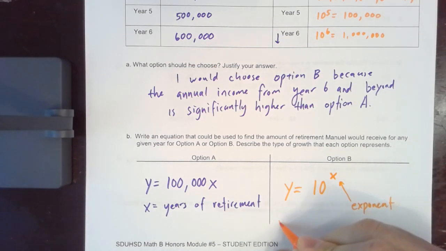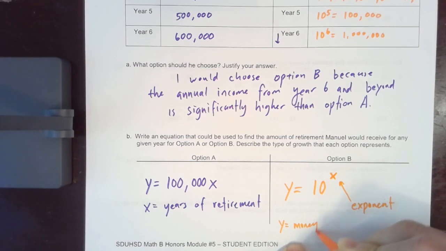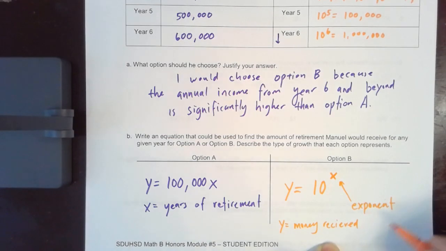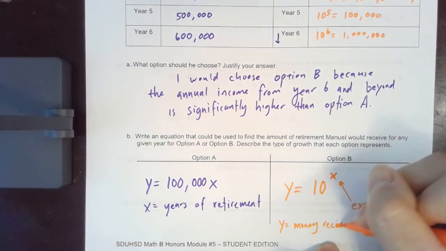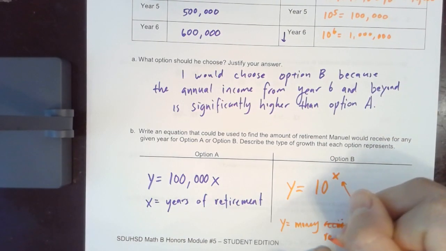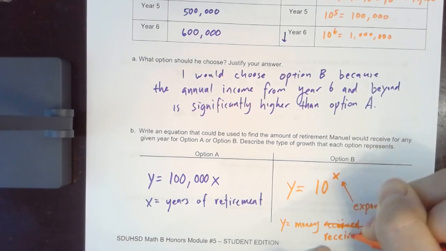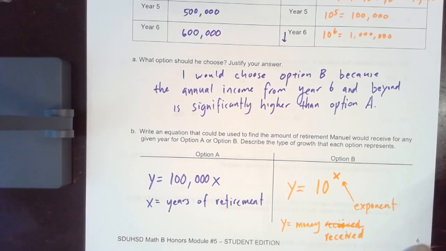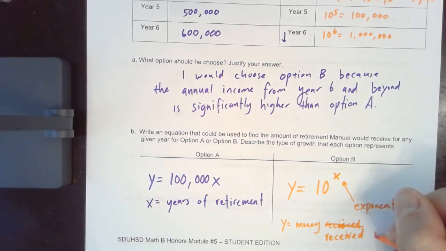Y, I'm going to go ahead and define y as money received. And I just spelled that wrong. Received. I before E except after C. Received. Money received in retirement.